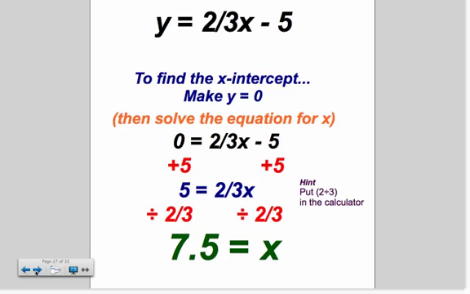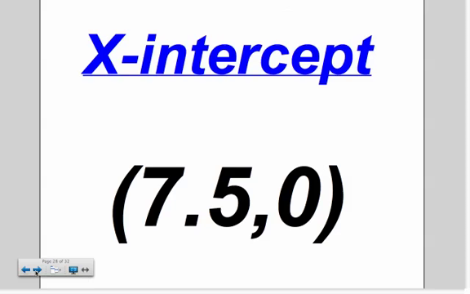Hint: when you're dividing by 2/3 in your calculator, it's easy if your calculator works with fractions, but if it doesn't, use the parenthesis buttons, or take 2 divided by 3, get the decimal, and use this value. You will get the x value being 7.5. Notice not all the time are your intercepts whole values. Sometimes you get fractions or decimals. That's okay, they're still pretty easy to work with. So now (7.5, 0) is my x-intercept.